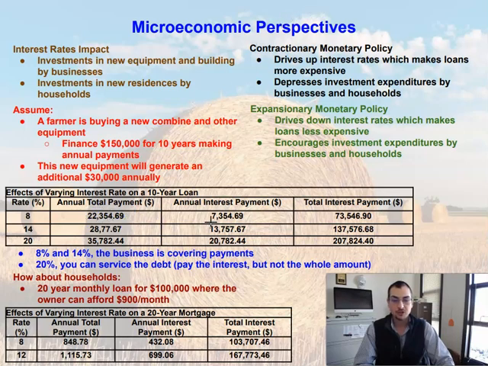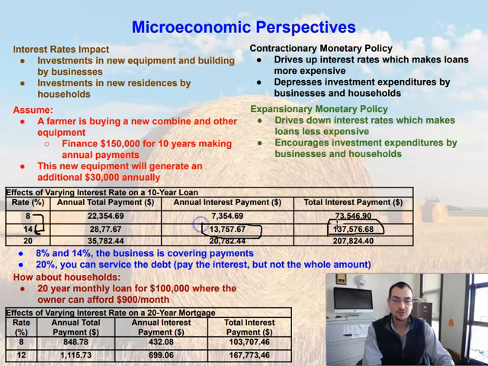The total interest payment, or the annual interest payment, will be about $7,000, and total interest is $73,000 over the course of this loan. But what happens if we increase the interest rate? Now we go from 8% to 14%. Well, what you would expect is that the interest payments go up. As interest goes up, it costs more.